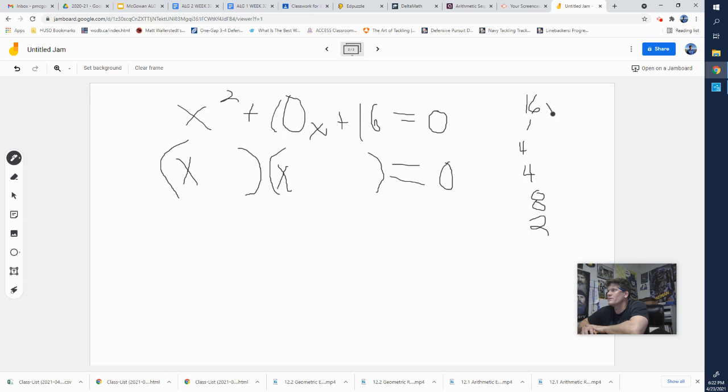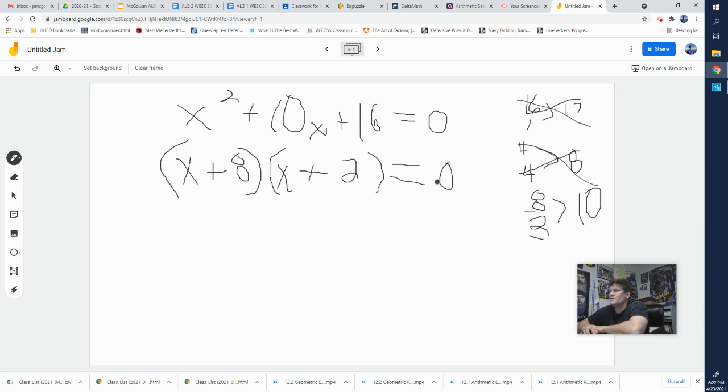You could probably see which one makes 10 in the middle already, but 16 and 1 makes 17. That's no good. 4 plus 4 makes 8. That's also no good. 8 and 2 makes 10. That's the combo we want. So we take the 8 and the 2, put it at the end of our parentheses. It was positive 16 and a positive 10, so let's keep them both as plus.